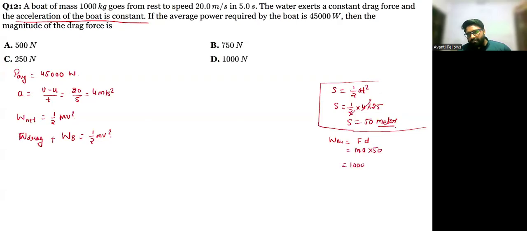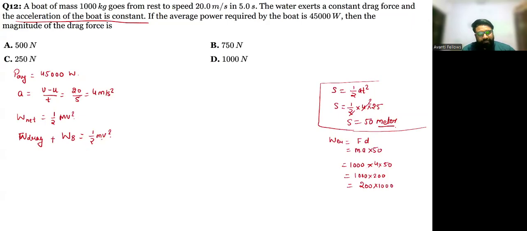Mass is 1000 multiplied by acceleration, which is 4, into 50. So it will become 4 5s are 20, which is 1000 multiplied by 200. So this much is the work done in joule by the engine, and this is 200 multiplied by 1000.